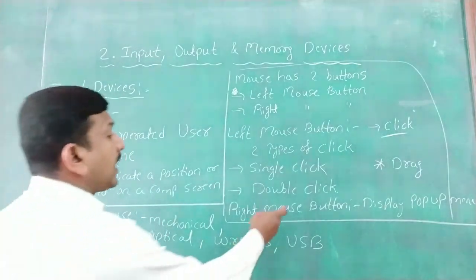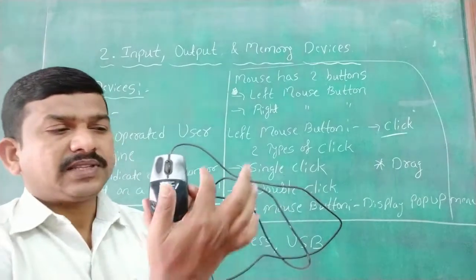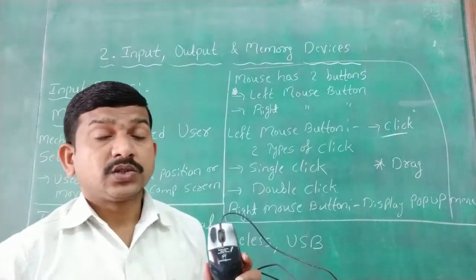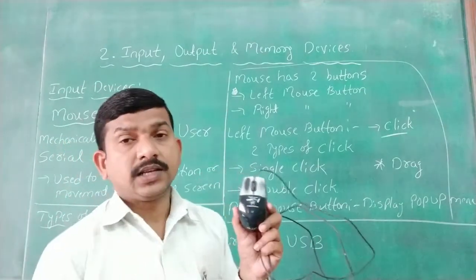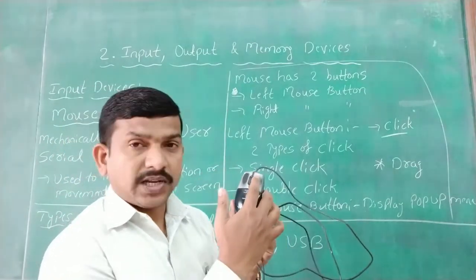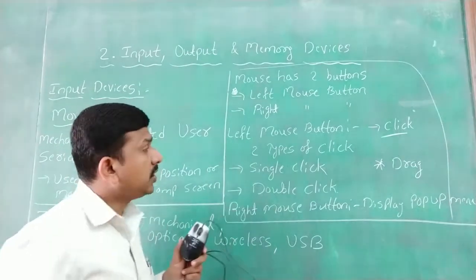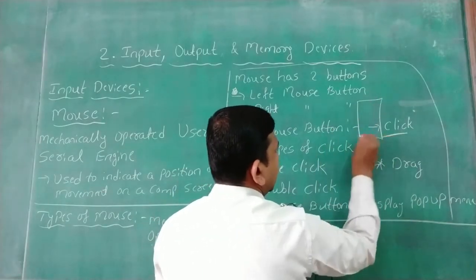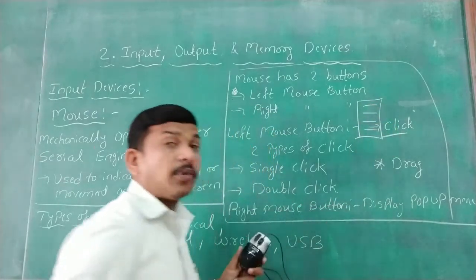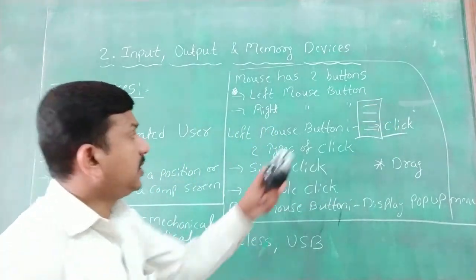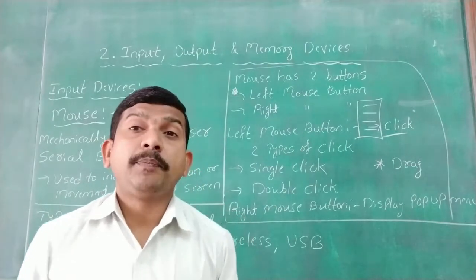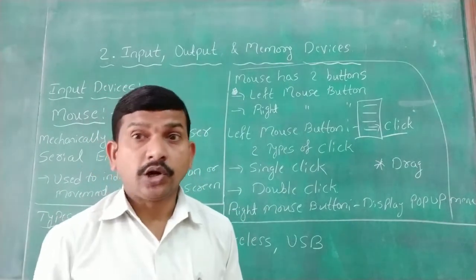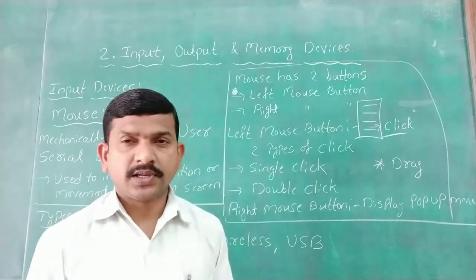Then next is the right mouse button. So right mouse button means this one. This one is the right mouse button. When you press this button, which button? The right mouse button, it will display one menu. When you press here, it will display a menu like this, and it contains some options. This we normally call a pop-up menu. What type of menu? Pop-up menu. Not egg pops. It is a pop-up.